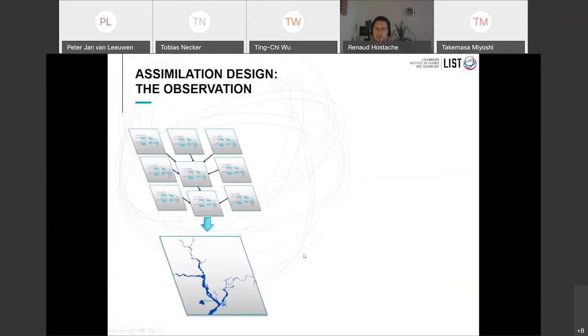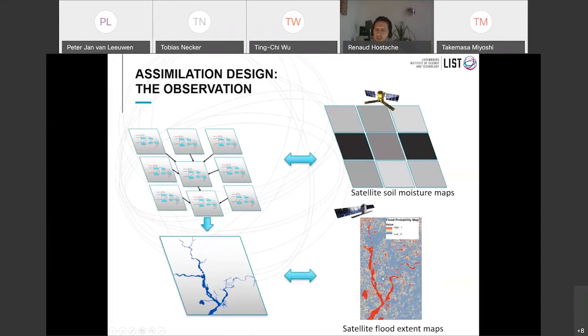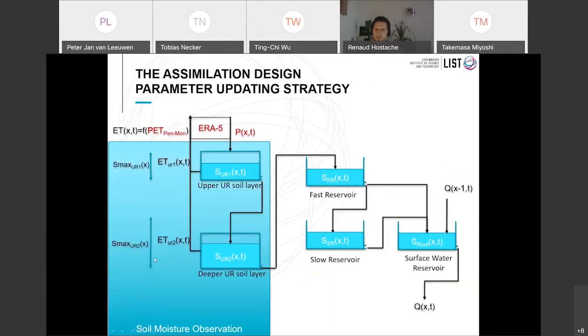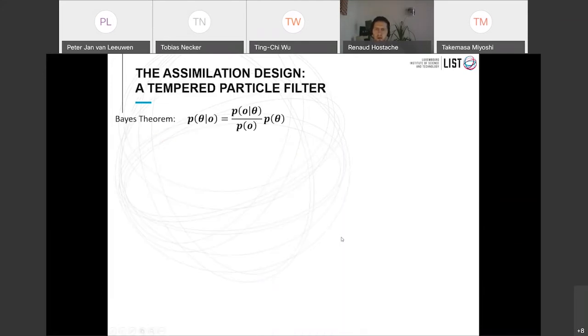For the assimilation design, the idea is to use satellite soil moisture data in order to calibrate the parameters of the model more related to the upper soil layers, and then at the same time flood extent in order to calibrate the other parameters of the model. So this is more or less a summary of this design. We use soil moisture observation to calibrate the parameters of these two reservoirs, and then flood extent observation to calibrate the rest of the model parameters.